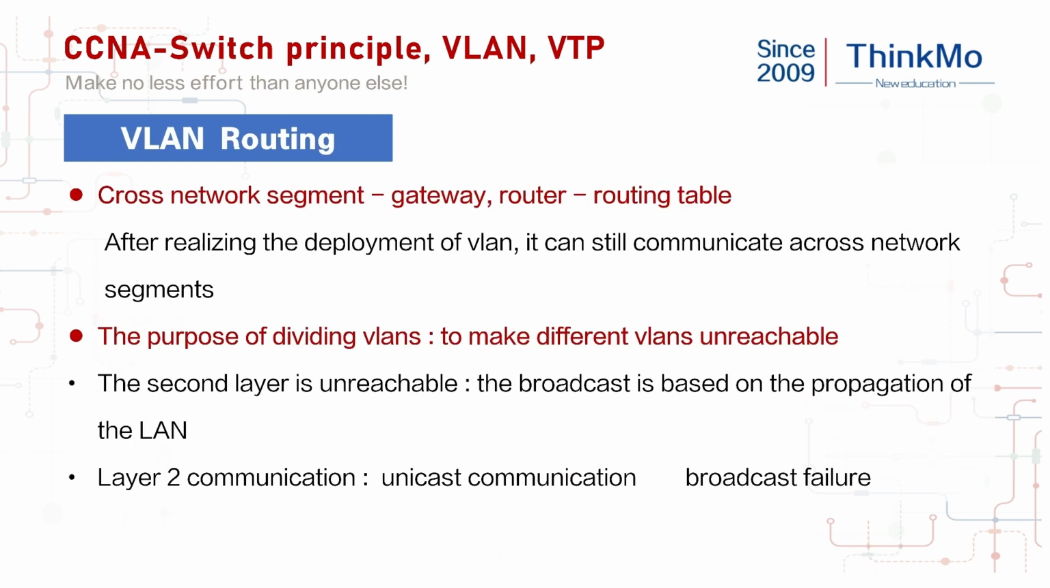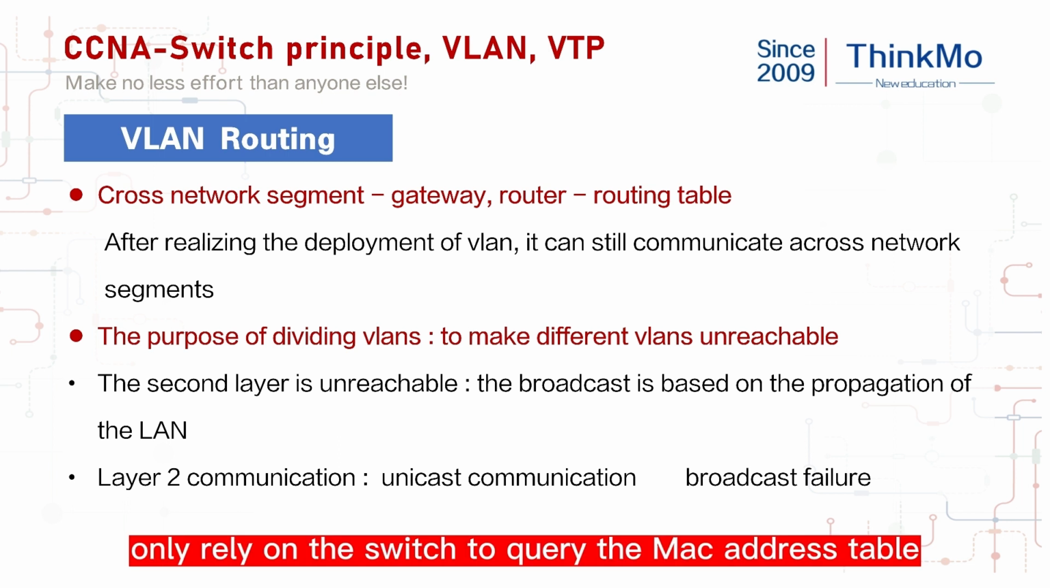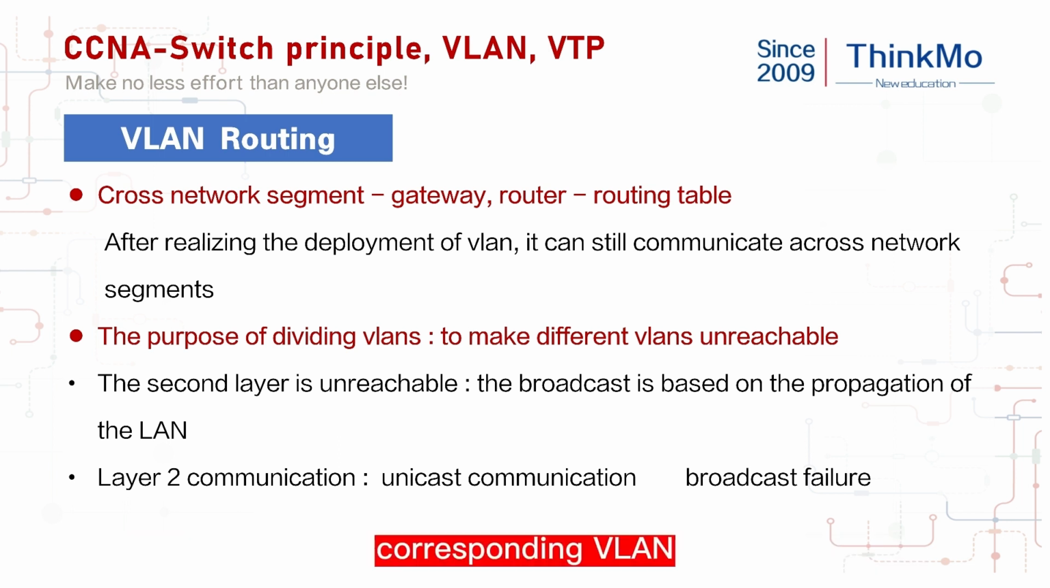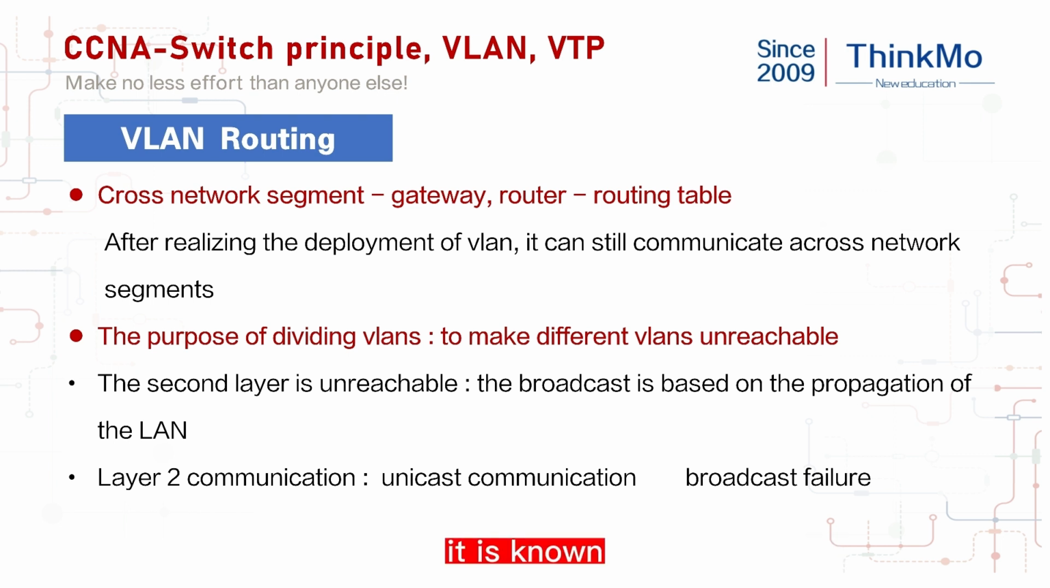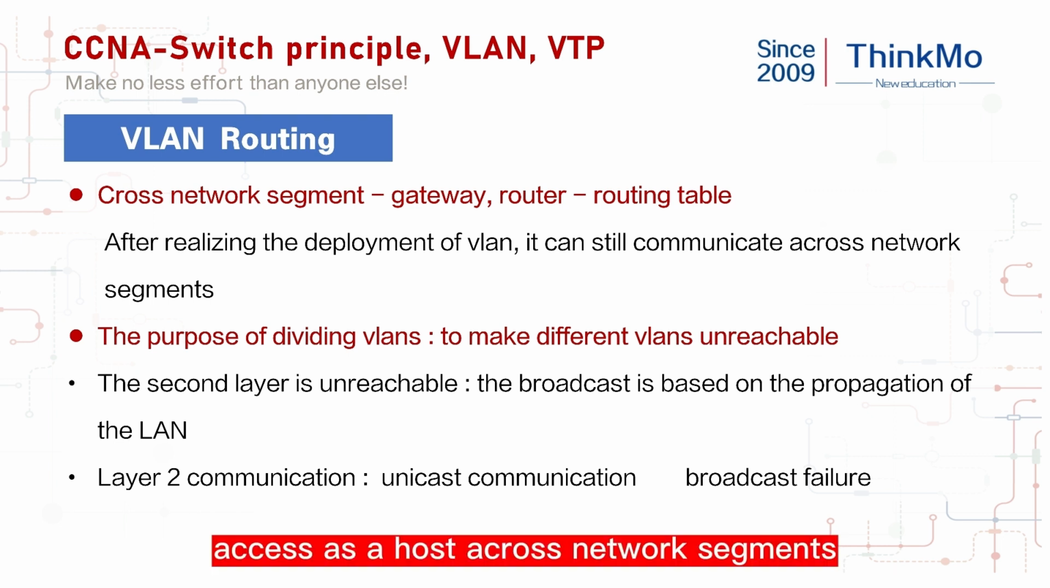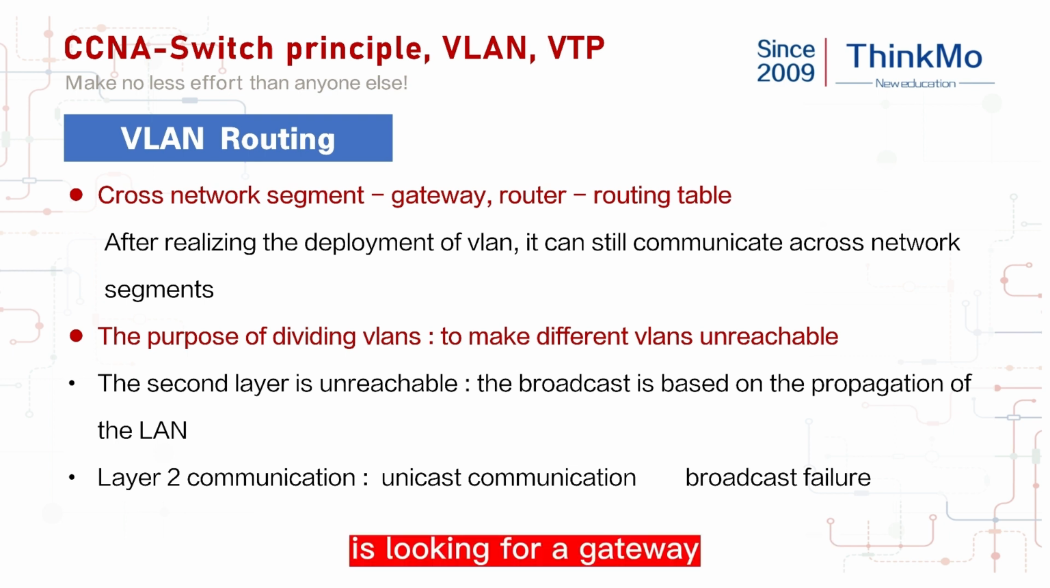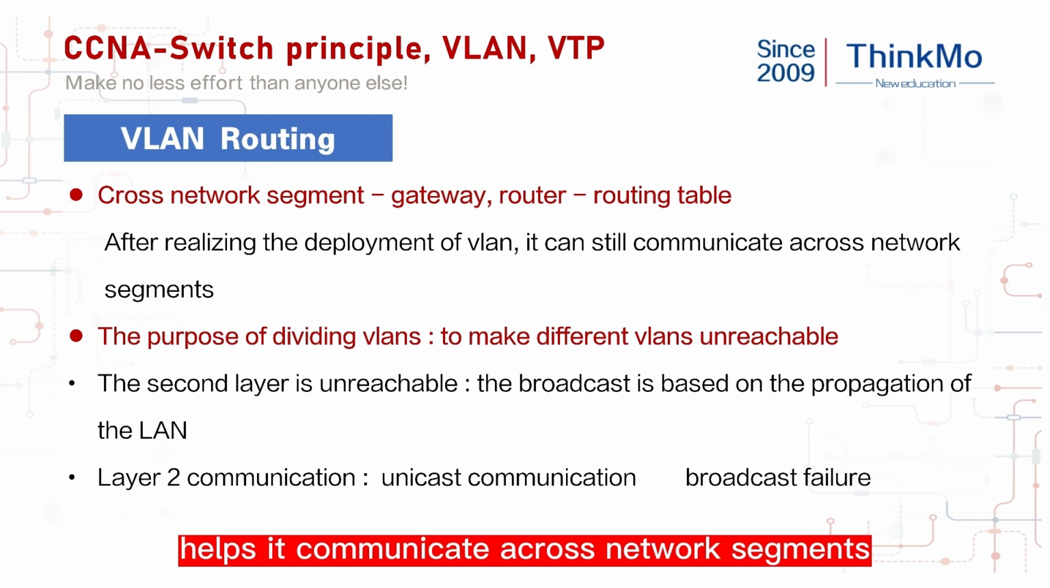If I want the hosts to communicate now, it can only be across network segments. At layer 2, we only rely on the switch to query the MAC address table, find the corresponding VLAN and corresponding interface, and forward accordingly. This is not working anymore; you can't complete the communication. So now we can only communicate across network segments. When a host accesses across network segments, it is looking for a gateway. The gateway helps it communicate across network segments.